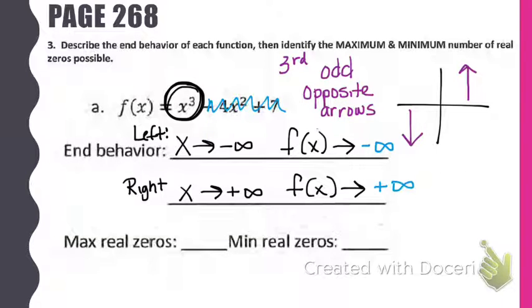What is the maximum number of real zeros that this function can have? 5? What's my degree? What's the maximum, not the minimum? 3. So the max is your degree. And because this is an odd, the minimum is 1. That's it.